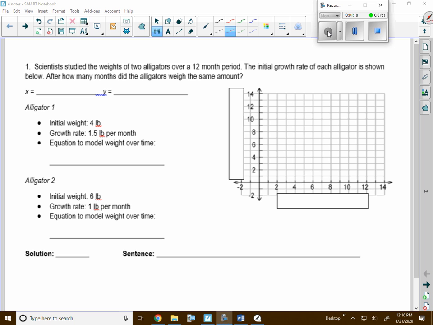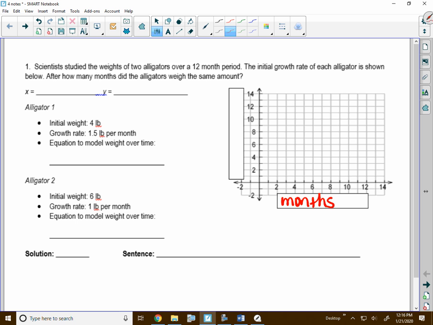Time. Okay, so let's make our X-axis time, and that's in months for this particular example. So your X-axis is going to be labeled months. And your Y is going to be weight in pounds.